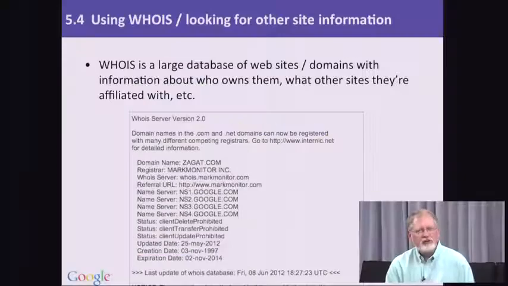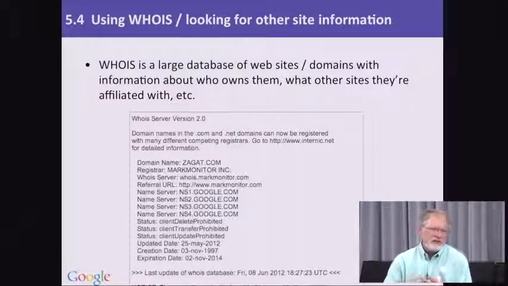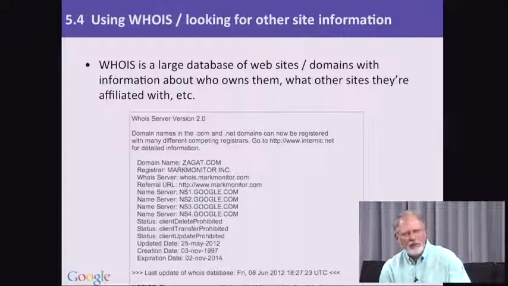Another way is using a search with a term, for example, contact. So Zagat.com and then add the term contact, which would give you information about whether or not it's a business and where it's based, how to get a hold of it, and getting information like that really helps you to understand the business as a whole.